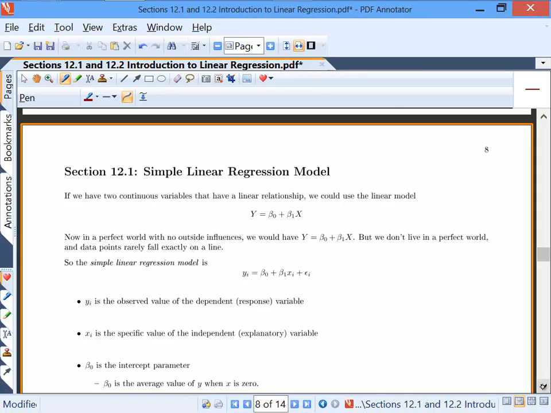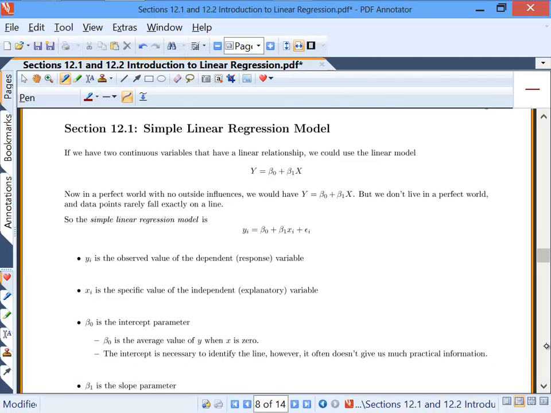So instead, the way we're going to model it is we use our simple linear regression model. And here it is. So yi means our actual observed value of our response. So this is our one individual y value. And it is equal to our intercept plus our slope times that one specific x value. So each specific x value would map to a specific y value. Plus this little epsilon.